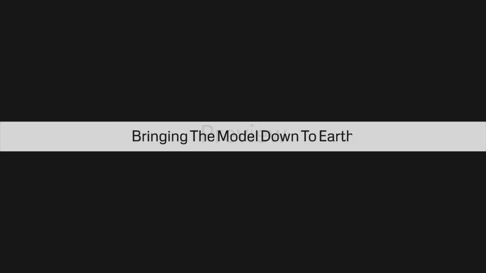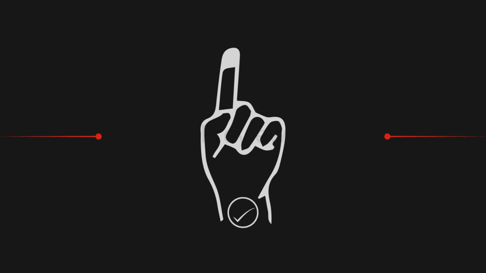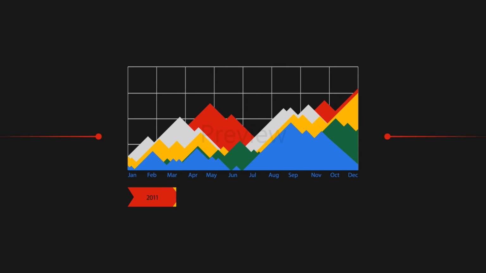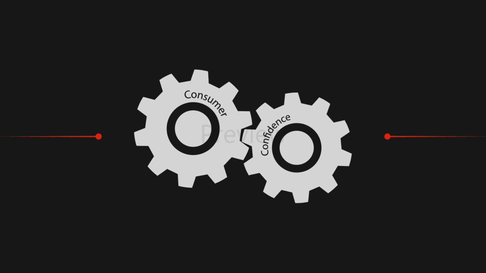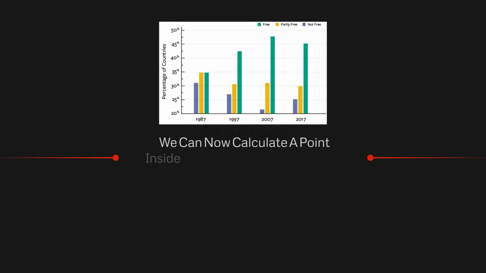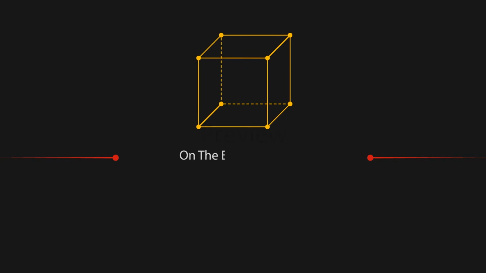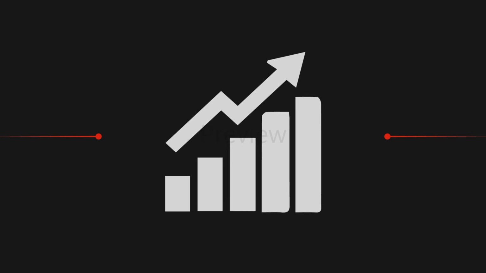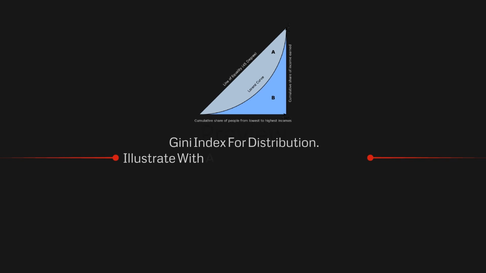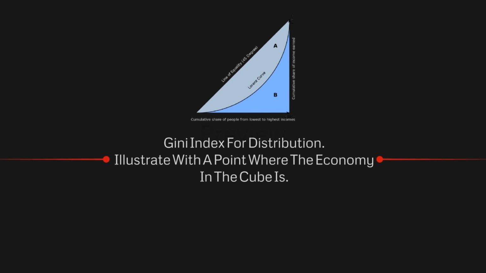Bringing the model down to earth. We can now feed numbers into the model. On the political cube, we can use voter turnout to measure participation. We can use corruption indexes to measure rule of law and consumer confidence to estimate consensus. We can now calculate a point inside the political cube and chart a point with a political index. On the economic cube, we can feed inflation to measure stability, growth to measure wealth creation, and the Gini index for distribution. Illustrate with a point where the economy is in the cube.